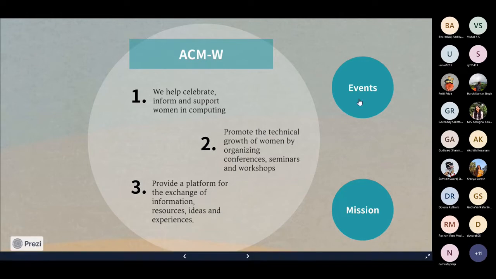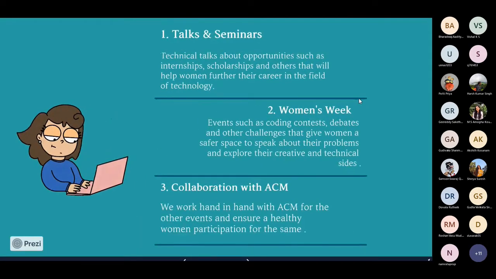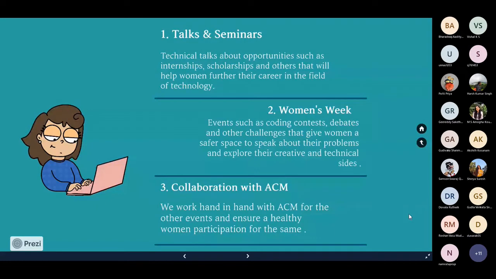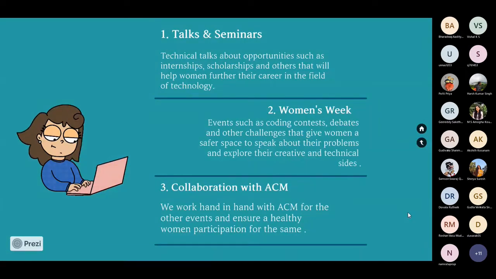Moving on to the events. We have talks and seminars. ACM-W will hold technical talks about opportunities such as internships, scholarships, and others that will help women further their career in the field of technology. Women's Week: here there are events such as coding contests, debates, and other challenges that will give women a safer space to speak about their problems and explore their creative and technical sides. Lastly, we work hand in hand with ACM for the other events and ensure healthy women participation for the same.